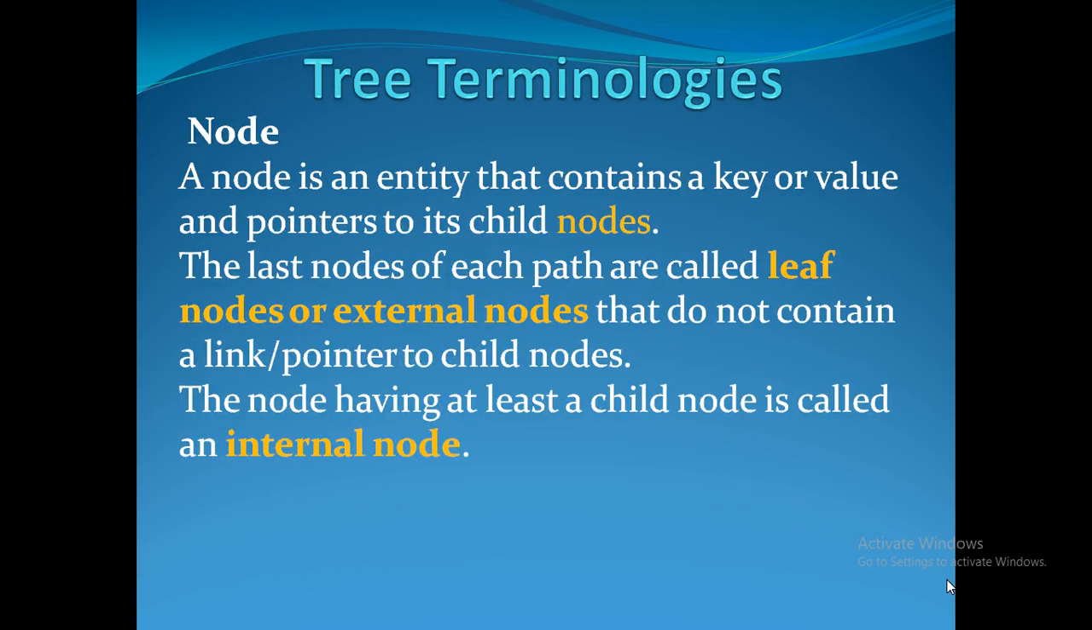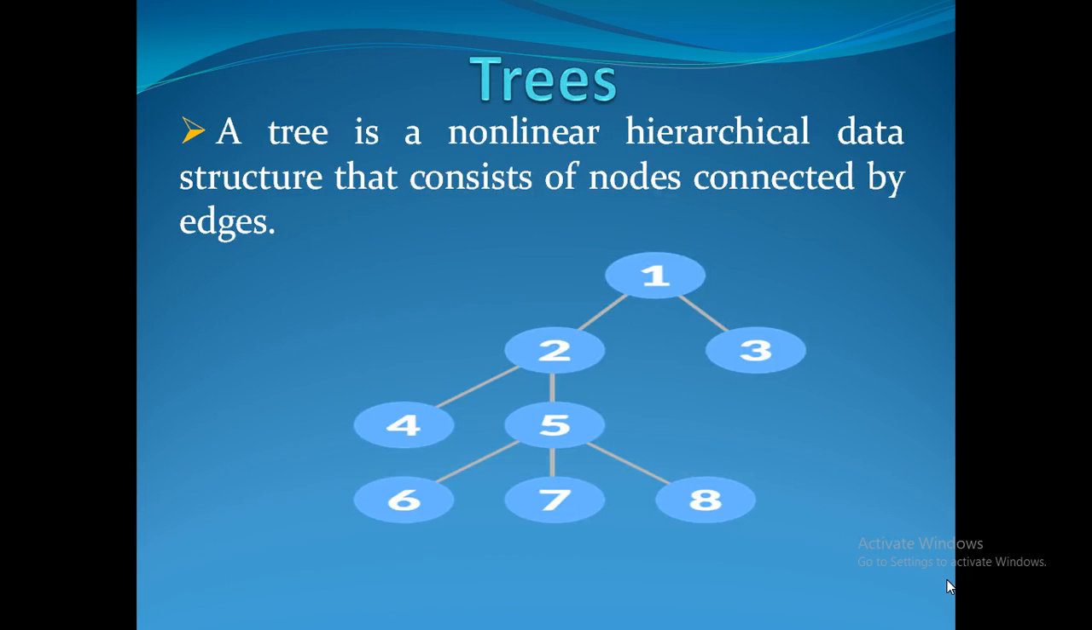Here the last node of each path is called a leaf node or external node, which does not contain a link or pointer to a child node. So the leaf nodes in this diagram are: 4 is a leaf node because 4 has no child or children. 6, 7, 8 are leaf nodes or external nodes.